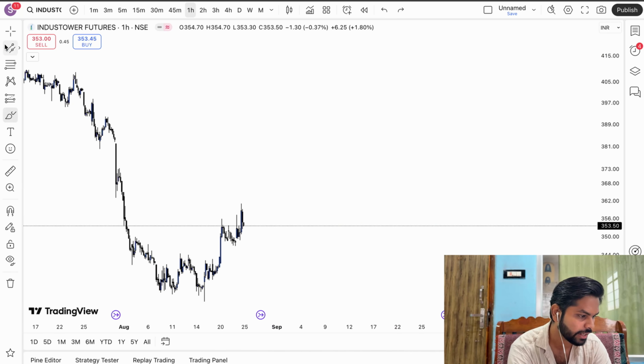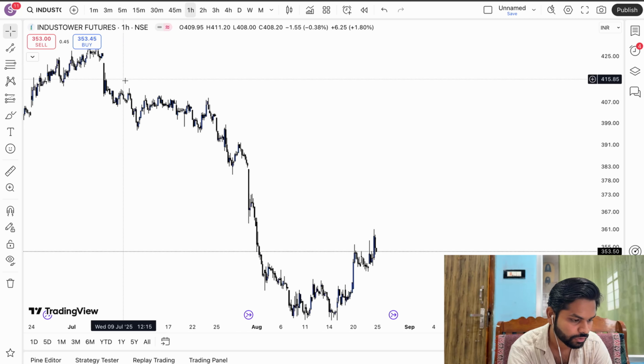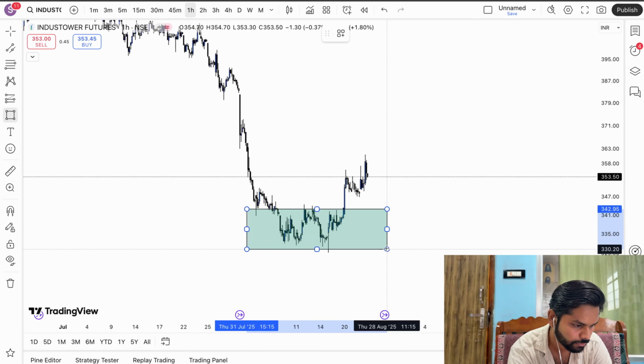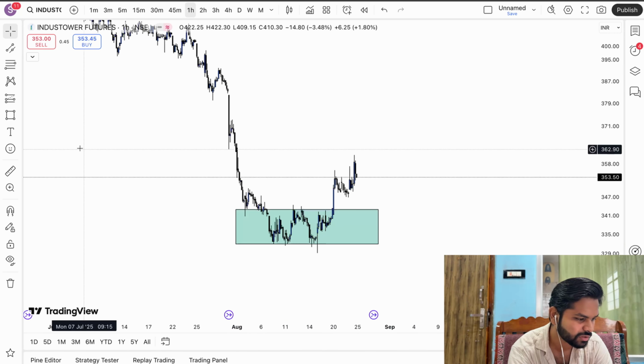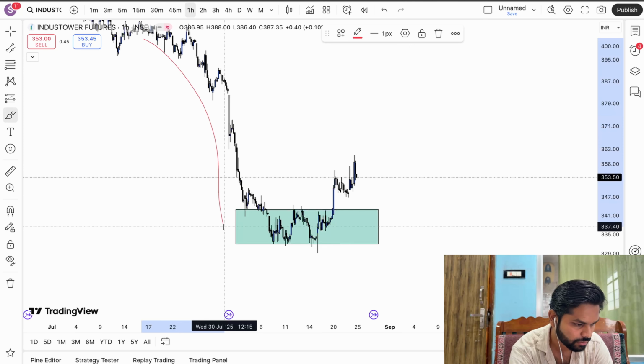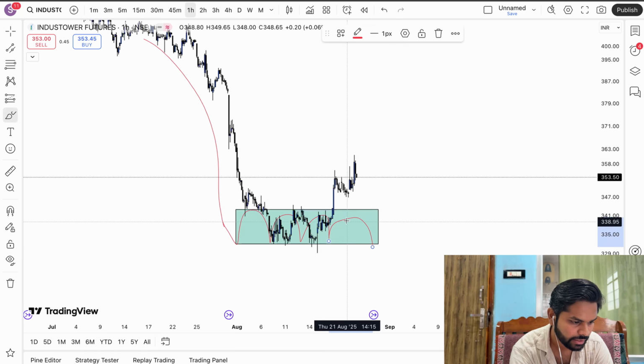So let's look at our Indus Tower chart. It fell on 7th of August. Now can you see one consolidation which is happening around here? This is the consolidation that is happening, right? Let me draw this again. Yes, it fell, and now it is consolidating here, and here it gave a breakout.